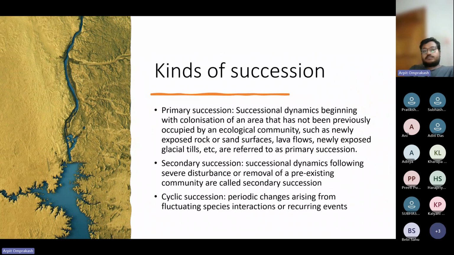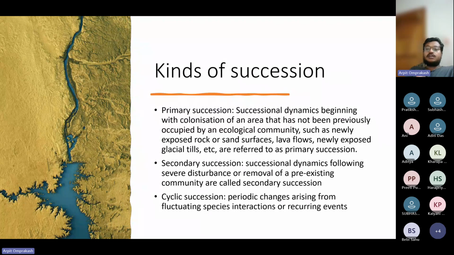Now we can have three different kinds of succession. So the first is primary succession. Primary succession is succession that begins with colonization of an area that has not been previously occupied by any ecological community, such as exposed rock or sand surfaces, newly exposed glacial land, and lava flows.